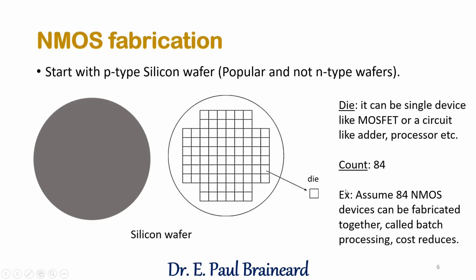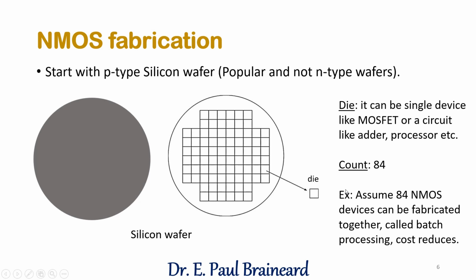Now let us look at the fabrication of NMOS device. We do batch process, meaning many devices or circuits are fabricated together. For example, when we are cooking rice, we don't cook granule by granule, we cook together. Batch means we fabricate all the devices together.